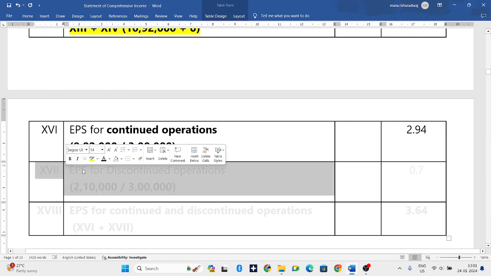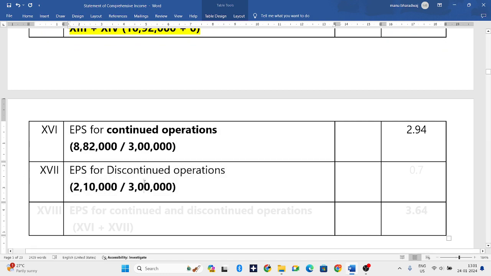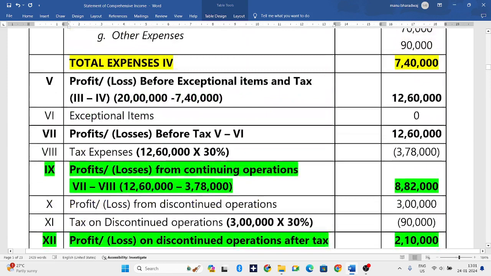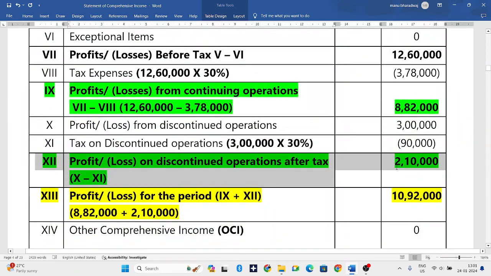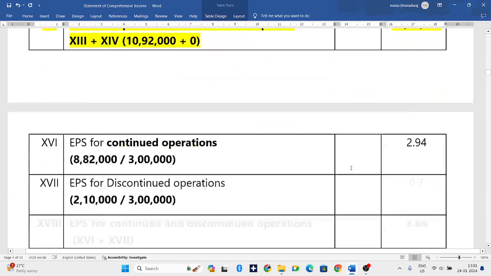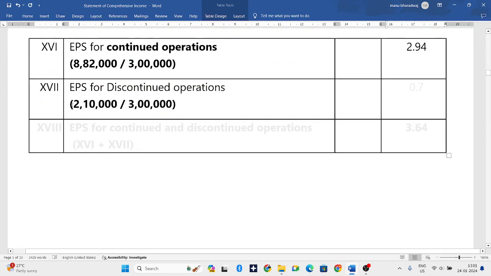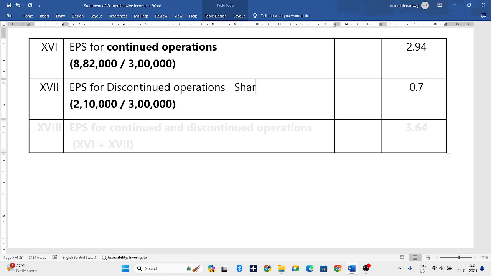In the same way, we have to find the EPS for discontinued operations. The profit from discontinued operations is 2,10,000. Now that 2,10,000 we have to divide by 3 lakh. So when we divide that, we will get 0.7. How many shares is the company having? The company is having 3 lakh shares.